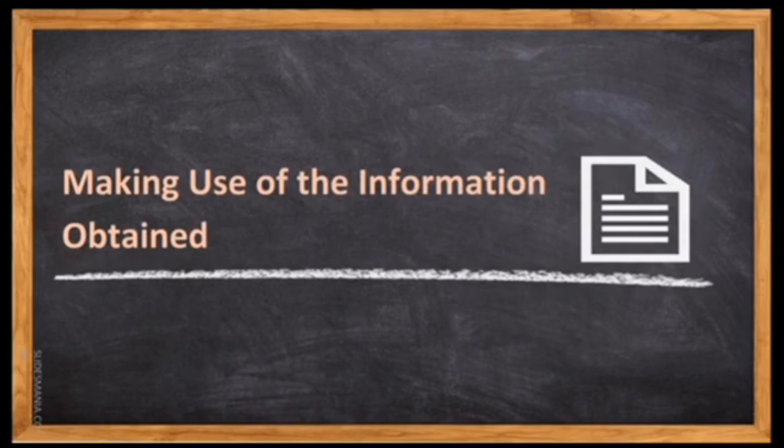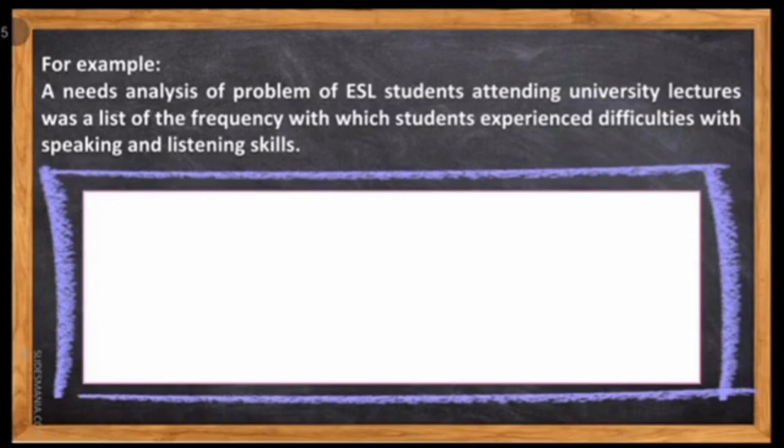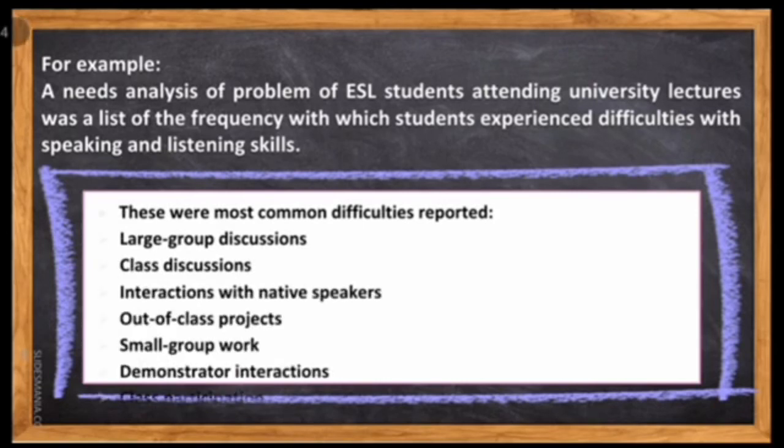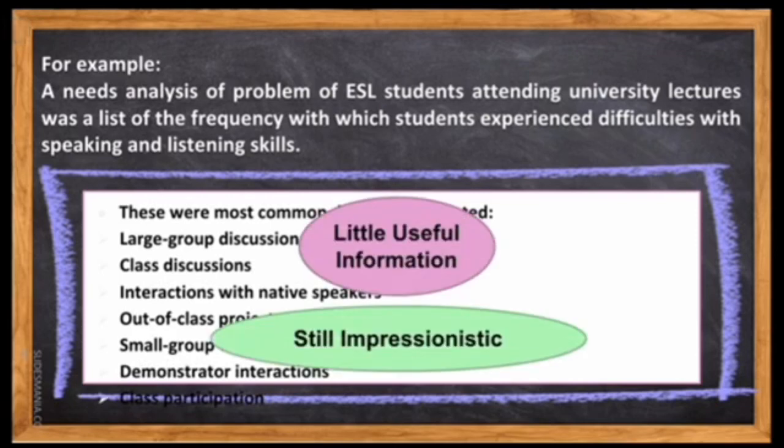Now let's talk about making use of the information obtained. The results of needs analysis will generally consist of information taken from several different kinds. For example, a needs analysis of problems of ESL students attending university lectures was a list of the frequency with which students experience difficulties with speaking and listening skills. One of the most common difficulties reported was large group discussion. However, such a listing provides little useful information about the precise type of problems the learner experienced in relation to each event. Even if more detailed information had been provided, the results would still be impressionistic.